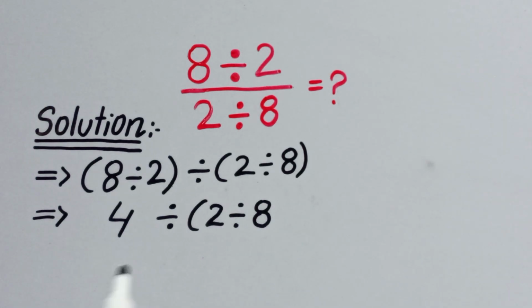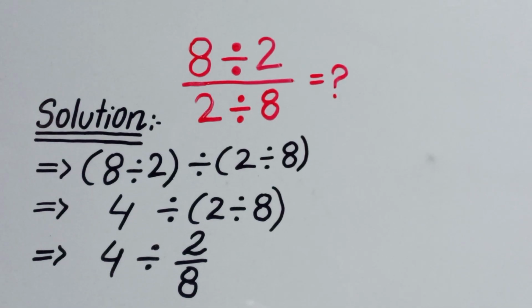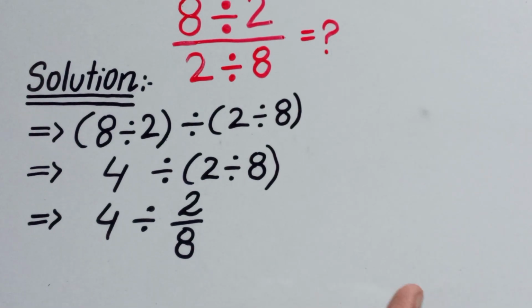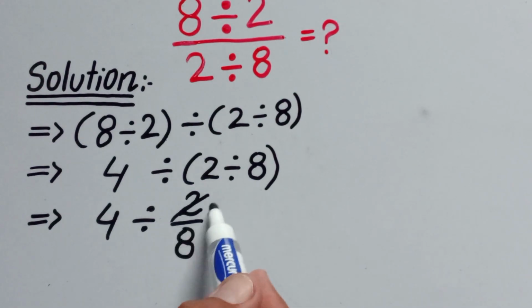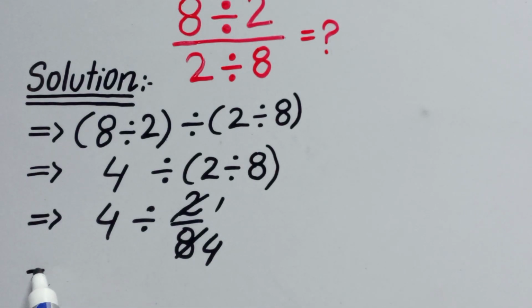Okay guys, now in the next step I can solve this as 4 divided by 2 divided by 8. Here 2 and 8 cancel with each other, which is equal to 2 ones are 2 and 2 fours are 8, and it can be equal to 4 divided by 1 upon 4.